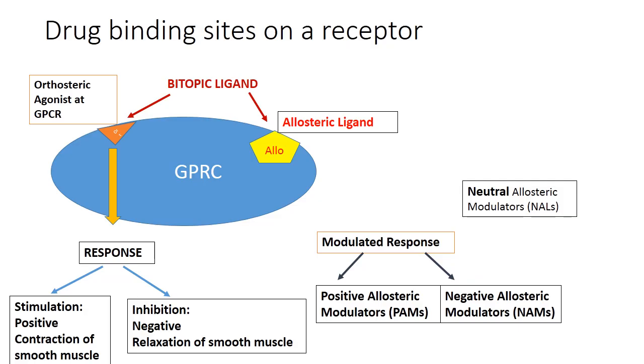This is how it can be depicted when an allosteric ligand binds with its site. It modifies the orthosteric agonist activity, and the activity may be modulated as positive or as negative. Sometimes an allosteric modulator may act as an agonist by itself because of its intrinsic activity. It may directly give a response in the form of either stimulation or inhibition.